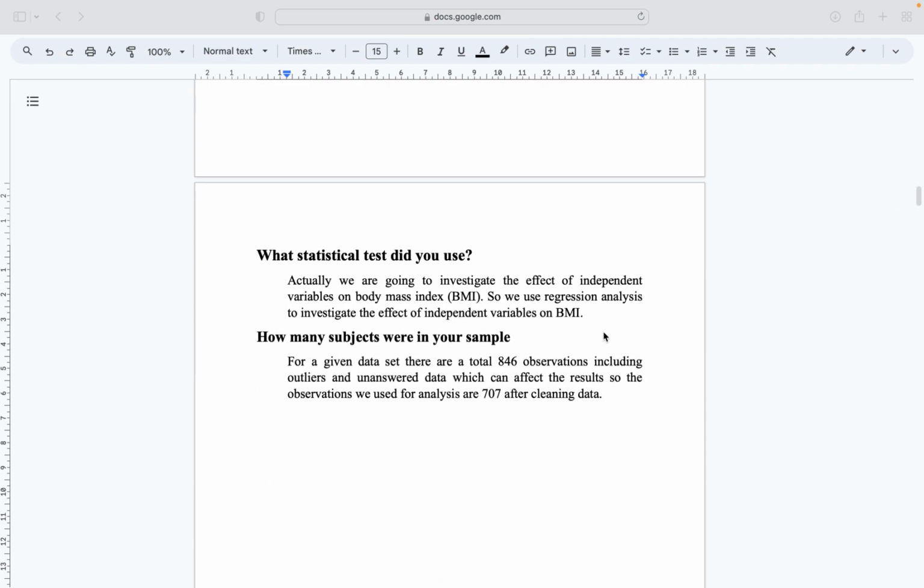So what statistical test did I use for this analysis? We used regression analysis to investigate the effects of independent variables on BMI in this study. And how many subjects were in my sample? For the given data, there were about 846 observations, which includes outliers and unanswered data, which of course can affect the result. So the total number I chose was 707 after cleaning up the data.